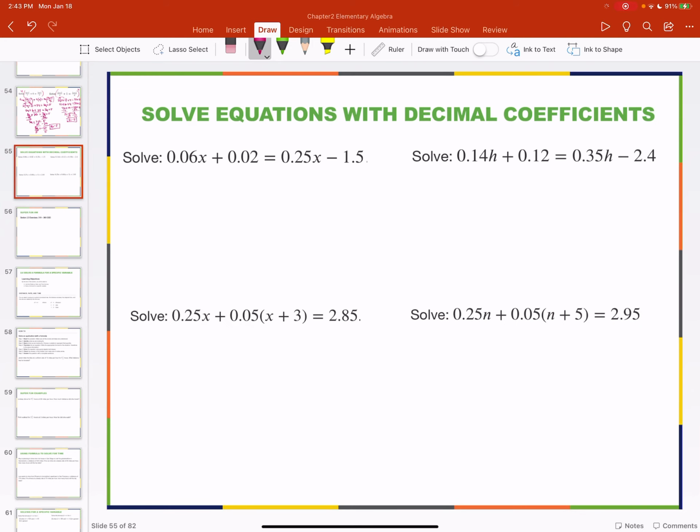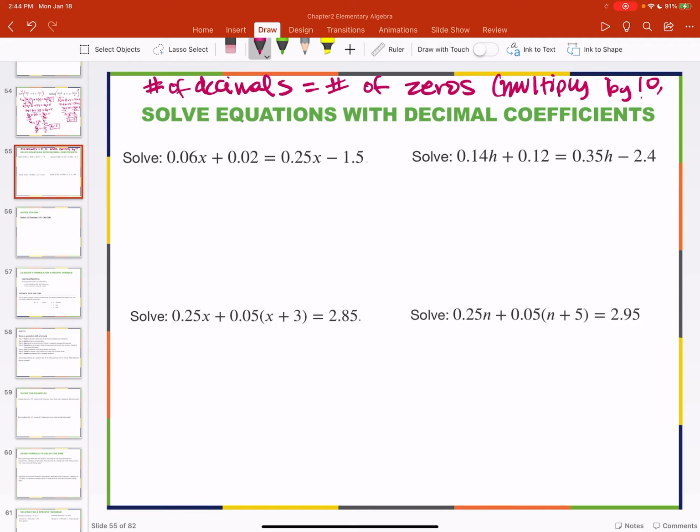Okay, so let's do some with decimal coefficients. Now remember, it's actually easier to get rid of decimals because you can just count the number of decimal places and then multiply by 10, 100. This is a little cheat thing, right? The number of decimal places to get rid of the decimals has to equal the number of zeros. So this is what you multiply by. If it's 1 decimal, you would do 10. If it's 2 decimals, 100, 3 decimals, 1,000, and so on.